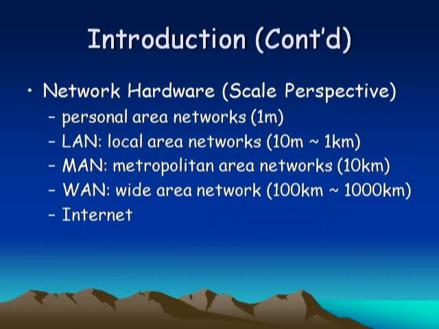Now coming to the different types of networks depending upon the scale, depending upon the coverage, we have PANs, personal area networks, which cover nearly a distance of 1 meter. Next is a LAN, local area network, from 10 meters to 1 kilometer approximately. MAN, metropolitan area network, is within the range of 10 kilometers. Wide area network is approximately up to thousands of kilometers. And then the internet, which is a larger one, a network of networks, we can call it.